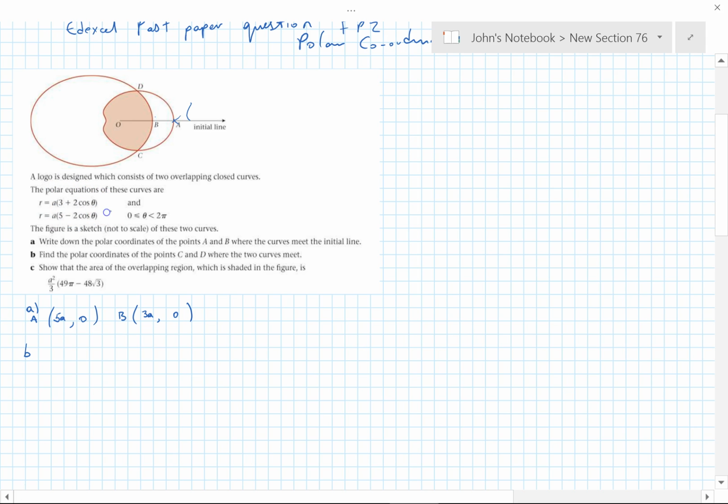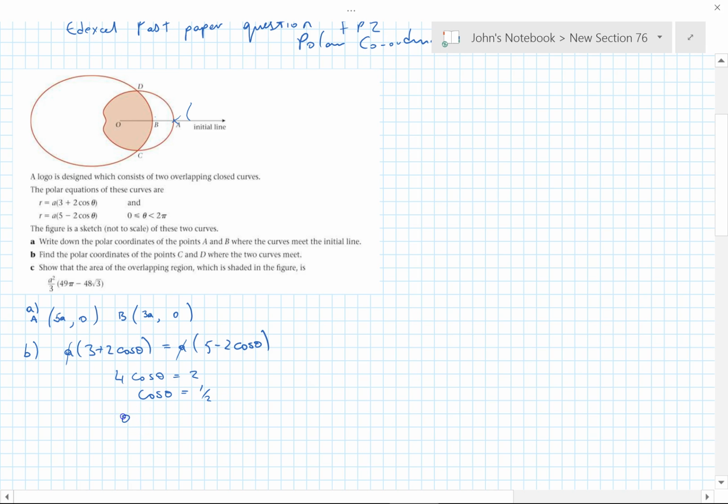Okay, because r is obviously going to be the same where they meet. So we have a(3 + 2 cos theta) is equal to a(5 - 2 cos theta). Looking at this, we can cross off the a here, obviously they cancel. That's going to give us 4 cos theta equals 2.